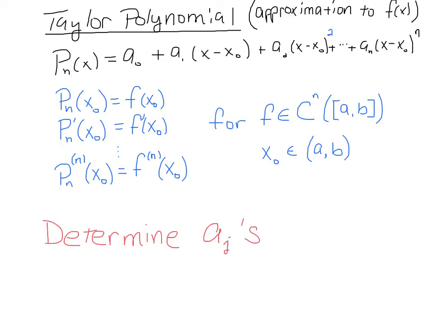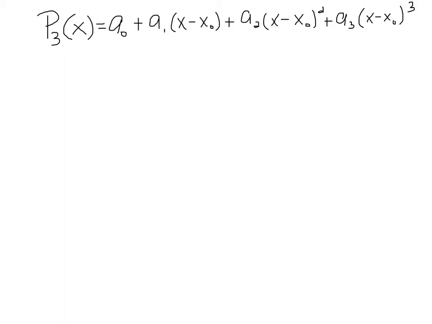Sometimes the a naught, a1, a2 will be 0, and sometimes they'll be non-zero. But anyways, let's determine them, and then we'll get an expression for the Taylor polynomial. So let's do this for a third degree polynomial, and then I think you'll pick up on how the pattern works. If we take x naught and plug it into the polynomial, you'll get x naught minus x naught, and that will be 0. So this term will cancel, then this term will cancel for the same reasons, and you'll be left with a naught.